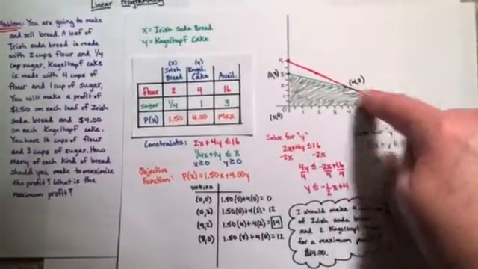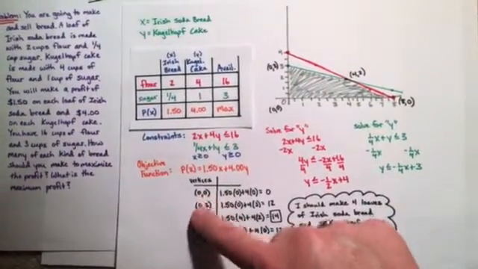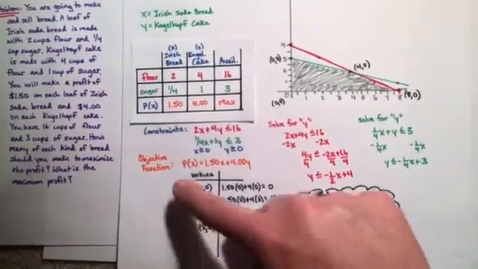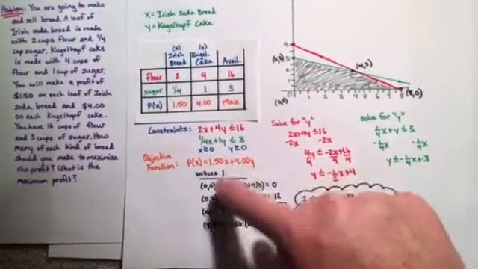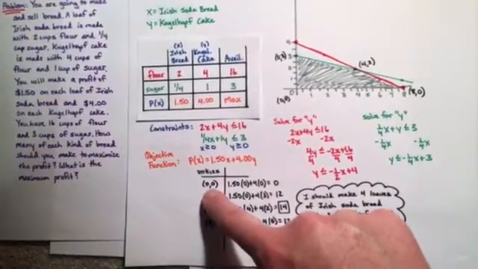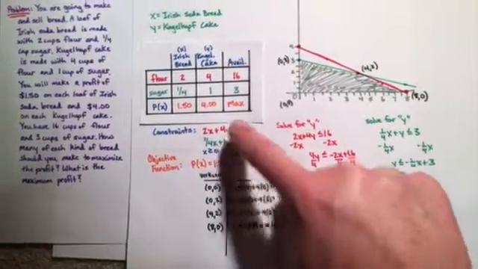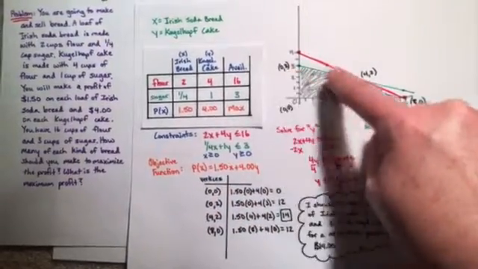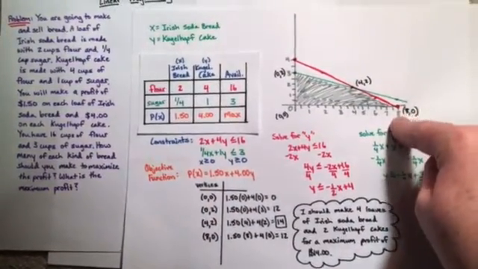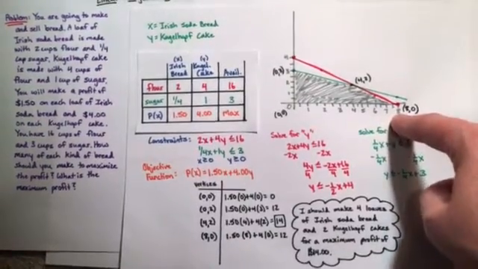So I took my vertices from my graph and I wrote them down in another little table over here under my objective function, because that's the last thing I need to do, is plug in each x and y pair and see which one would give me a maximum profit, because these are the extreme values of my region. These are the ones that have the potential to give me a maximum profit.